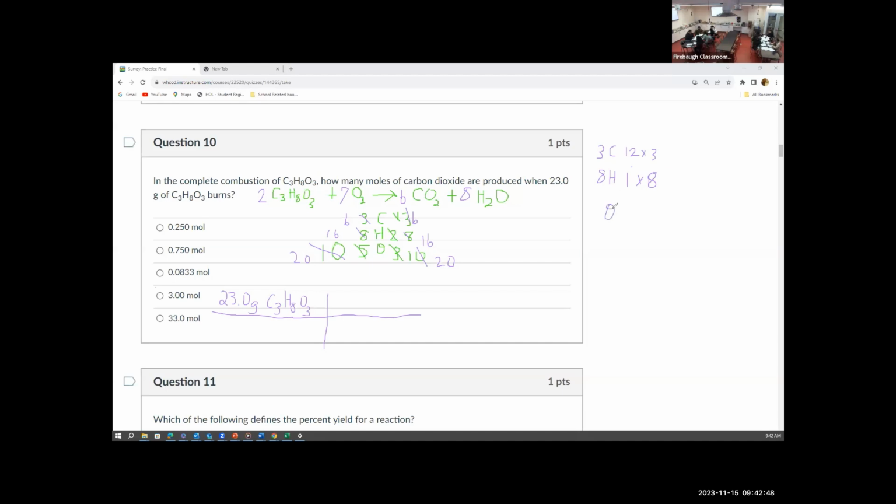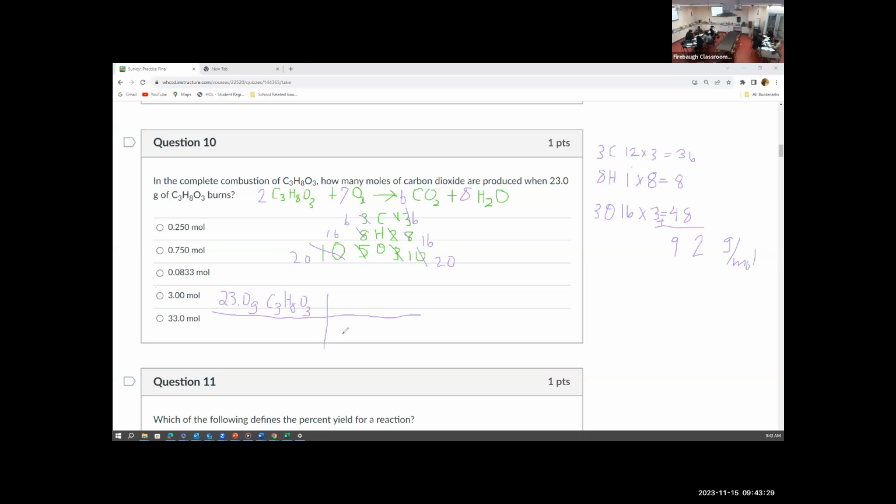And then oxygen, how many oxygens do we have? 3. And oxygen is about 16. Okay, so that's what, 36, 8, and 48. And we're gonna add those together. Okay, so approximately 92 grams per mole.